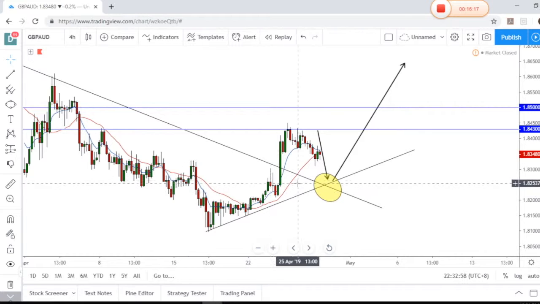Because previously the price already had a strong breakout, now we have a slow corrective move. So hopefully the price will retest this zone before going even higher.